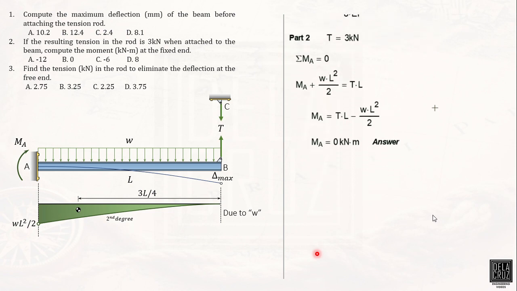Alright, how about part 3? Find the tension in the rod to eliminate the deflection at the free end. Okay, so mas maganda gawin na isa-isahin natin. 'Di ba, we have the deflection due to the W, which we derived. Now, let's calculate the deflection due to the concentrated force at the free end. No? So, we can derive that one. As you can see, because of this force T, iaangat niya yung ating beam para maging 0 yung deflection.